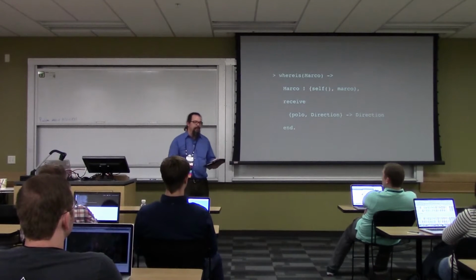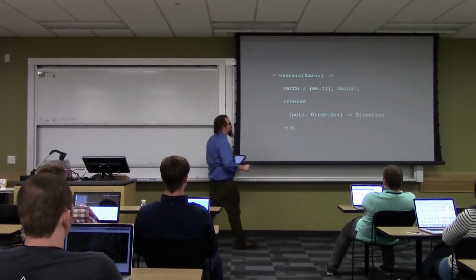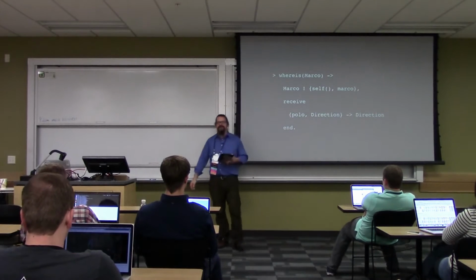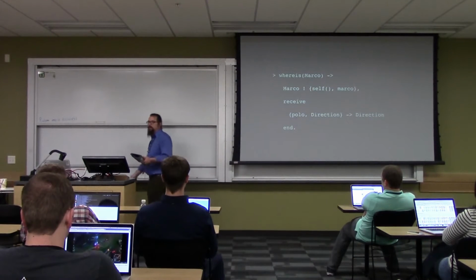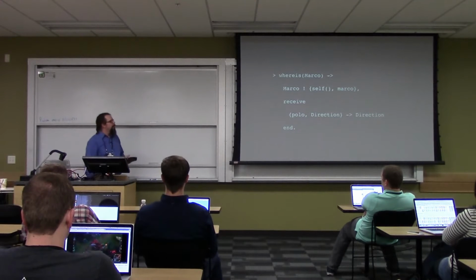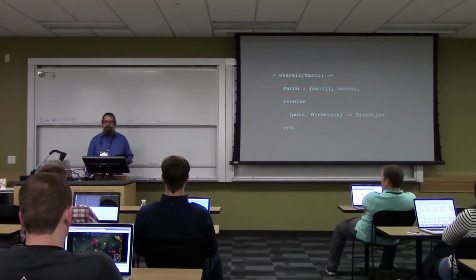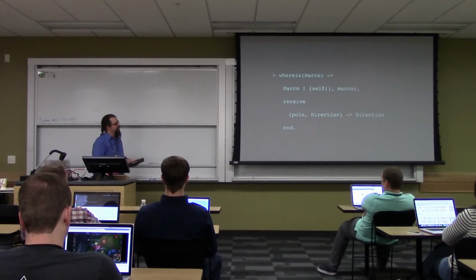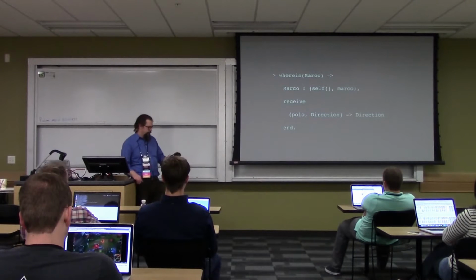Erlang is going to ignore any message that doesn't match this. If we get a tuple with 2 elements that starts with Polo, then it's going to take the second element, bind it to a variable called direction, and return that variable. Anything else is going to get ignored.